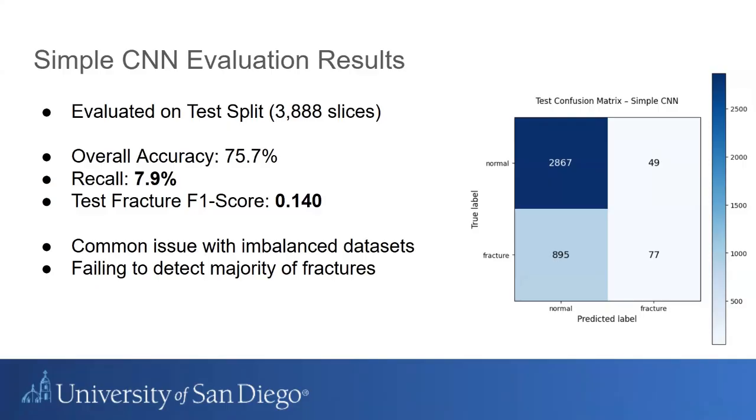Hi, my name is Andy Malinsky, and I'll be covering our model evaluation results. All our models were evaluated on the same test split. For the simple CNN model, despite overall high accuracy, the low recall and F1 scores indicate the model is failing at identifying the minority class. This is a common issue with imbalanced datasets. Based on the confusion matrix, it's mostly learning to predict normal, since that is the most common answer. Let's see if the other models can improve on fracture recall.